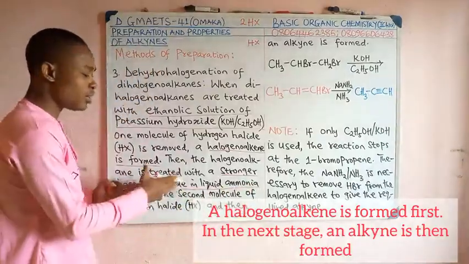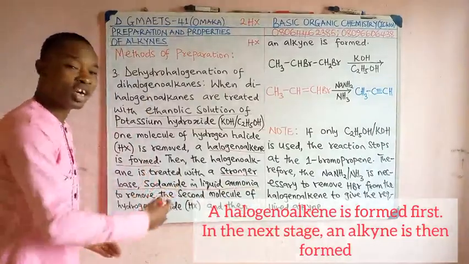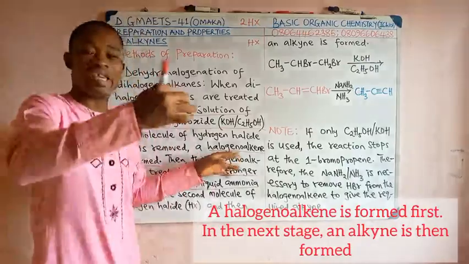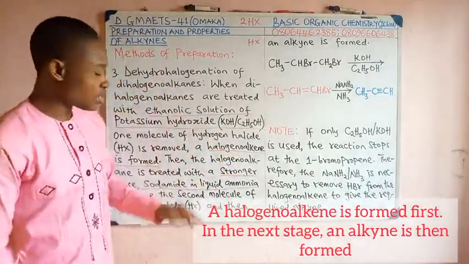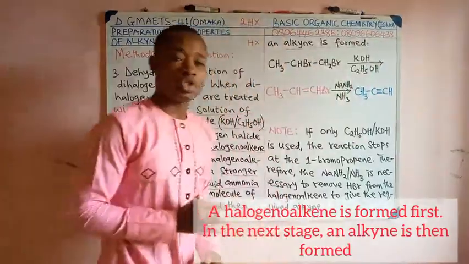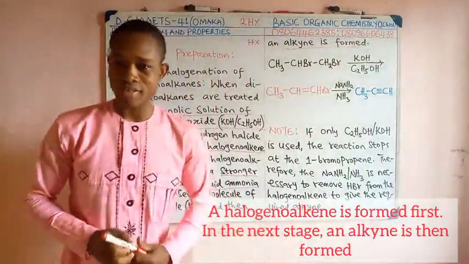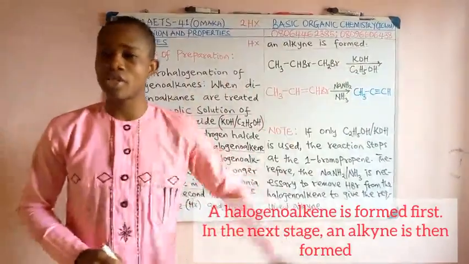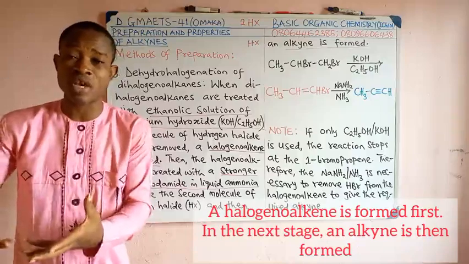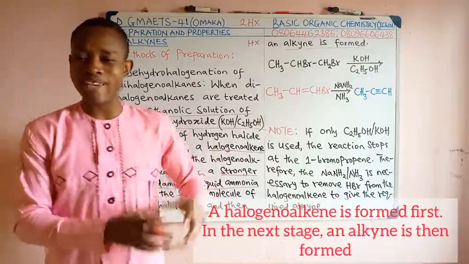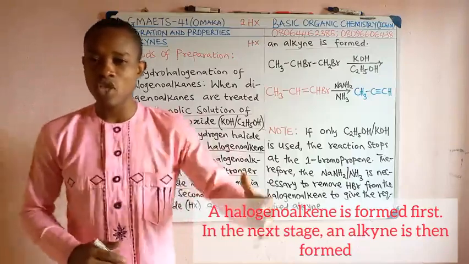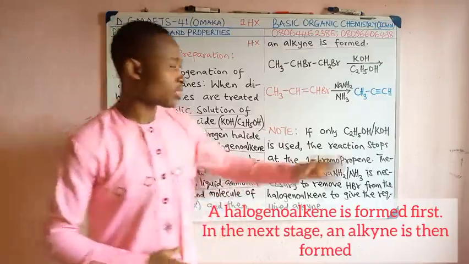It is this sodamide in liquid ammonia that will remove the second hydrogen halide from the halogenal alkene formed as an intermediate. Once the second hydrogen halide is removed, then the alkyne that you wish to prepare will be obtained. So take note, it's a 2-step reaction. First, you use ethanolic solution of potassium hydroxide to remove 1 molecule of hydrogen halide, and then next you use sodamide in liquid ammonia to remove the second molecule of hydrogen halide, giving us our alkyne.